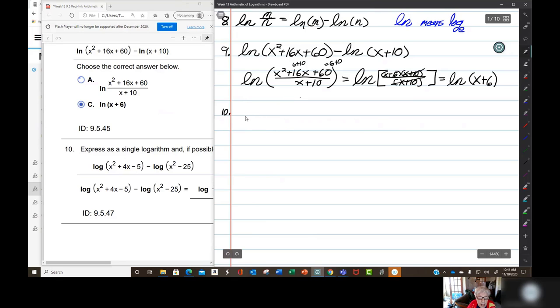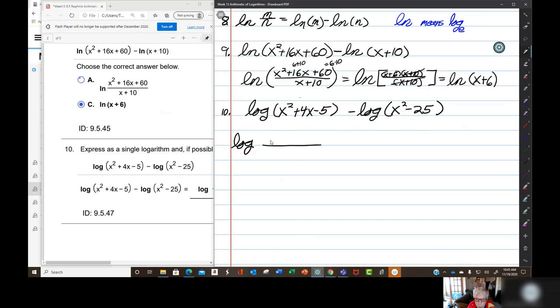All right, all right. Now we've got log, which is log base 10, of x squared plus 4x minus 5 minus log of x squared minus 25. Okay, so I'm going to write it like this. I'm going to write log here, and then I'm going to put the top above this line and the bottom below. I think that's the best way. x squared plus 4x minus 5 over x squared minus 25. And now we have to factor.